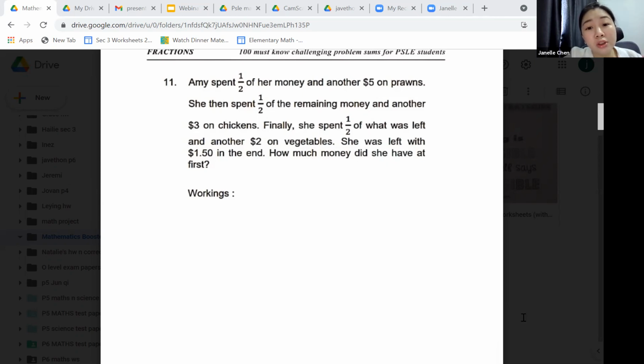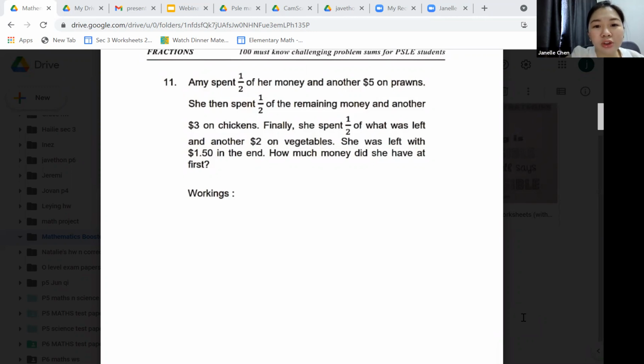The question says Amy spent half of her money and another $5 on prawn. She then spent half of the remaining money and another $3 on chickens. Finally, she spent half of what was left and another $2 on vegetables. She was left with $1.50 in the end. How much money did she have at first?